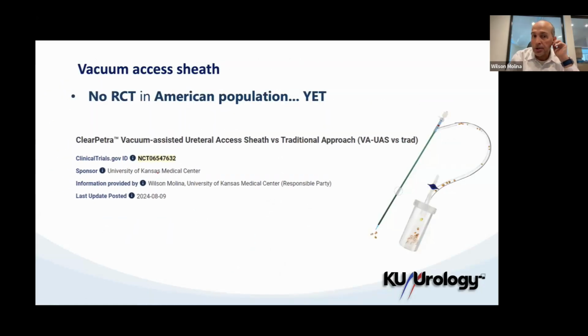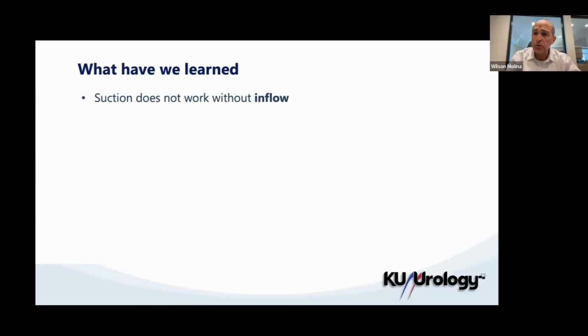However, there is no RCT in the US at this point, and I'm really proud to announce that we are starting our prospective randomized trial, using the vacuum access sheath versus the traditional approach. And I want to really thank Karl Storz for being the sponsor for this trial. We are about to start enrolling patients, and hopefully in a year or so we can show our results on our RCT.